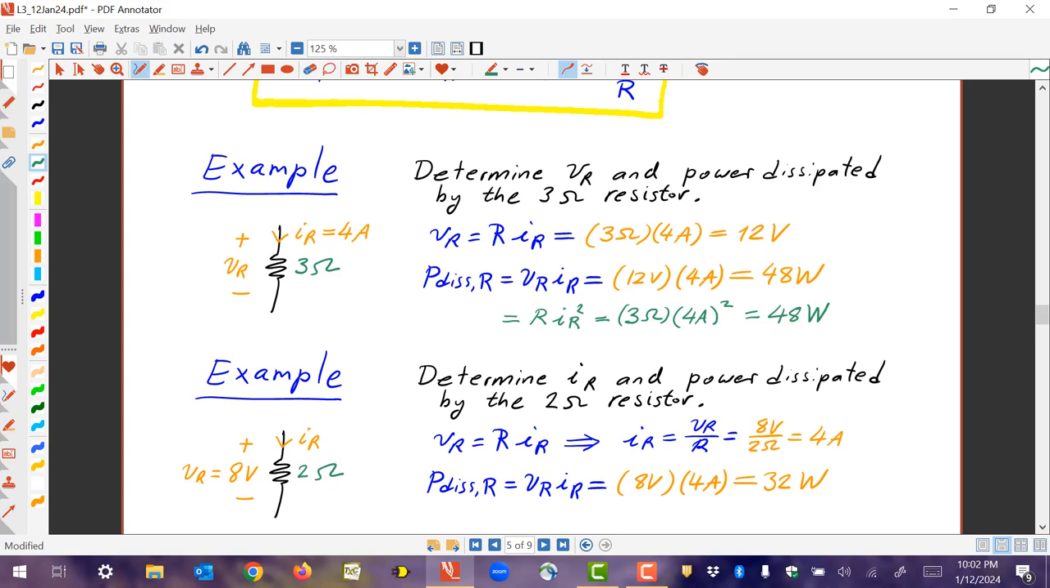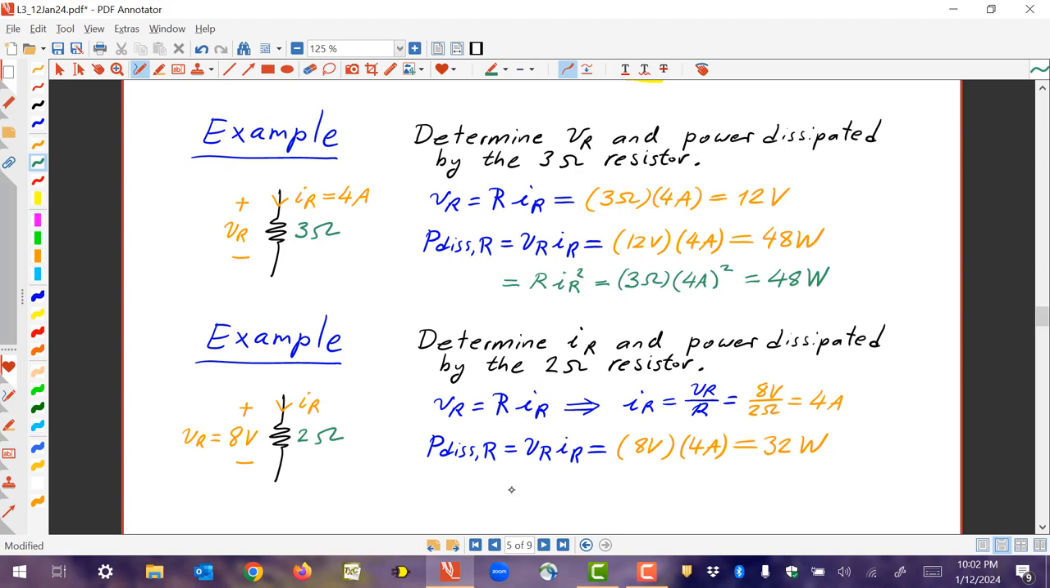Again, in this case, we could have used the alternate expression. For example, we could have used this one, as well as the I R squared. We can use either one. But in this problem, if you look at the problem statement, on the left, the picture, you have 8 volts and 2 ohms. You don't need to calculate I actually to calculate the power dissipation, because everything is interrelated. So you could have said that the power dissipation can also be calculated by doing V R squared over R.